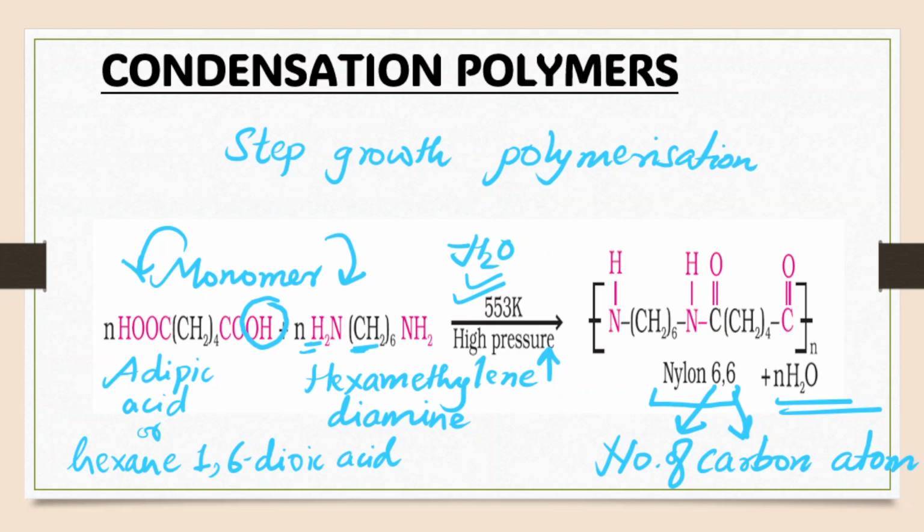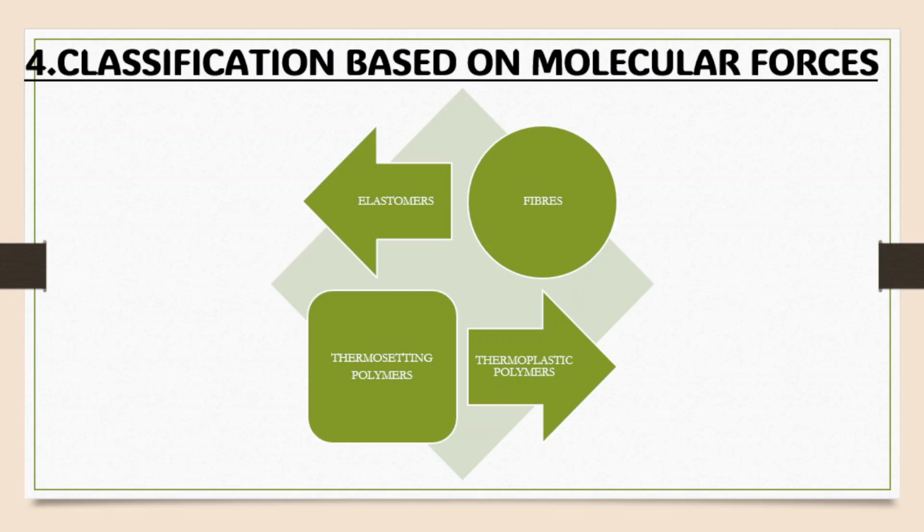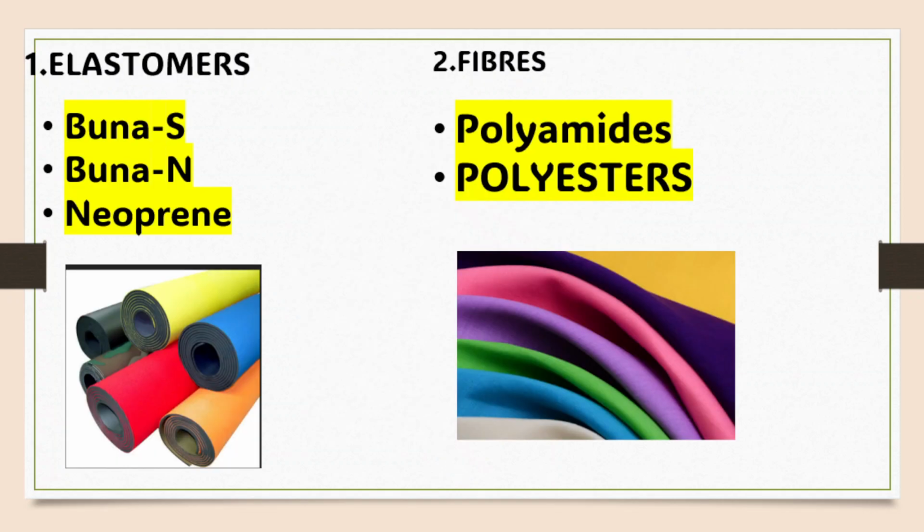And now we will study the classification of polymers based on molecular forces. To study the classification based on molecular forces, we have to remember the different types. First is the elastomers, second is fibers, third is thermosetting, and fourth is thermoplastic polymers. We can give the numbering in the way we want. So first we have to study about the elastomers. As the name suggests, elasticity. So elastomers is the type of polymer in which the intermolecular forces are very weak, so we can stretch them easily.